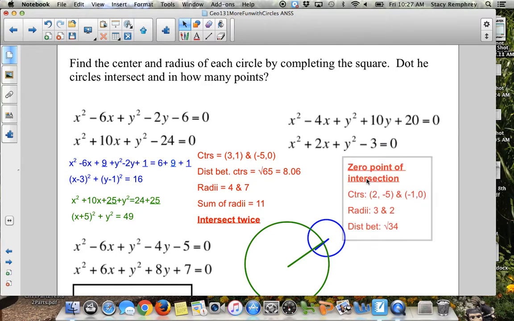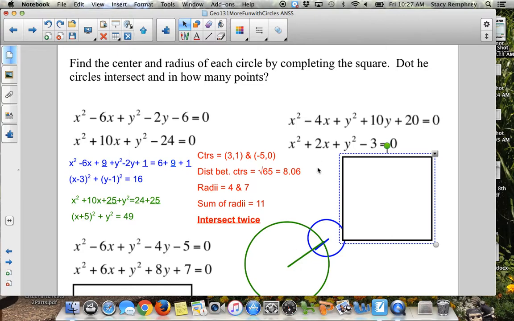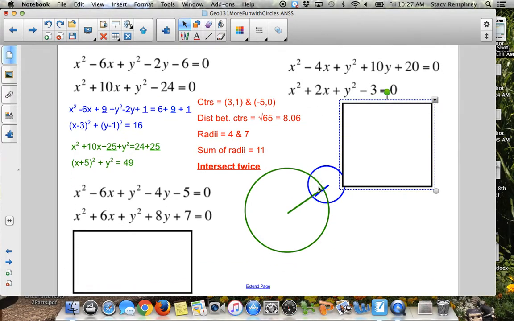Okay, in the next problem, you can try the next two and see what you can do using the same idea. So put them in standard form, find the centers, find the distance between the centers, look at the radii and the sum of the radii and see what that means.